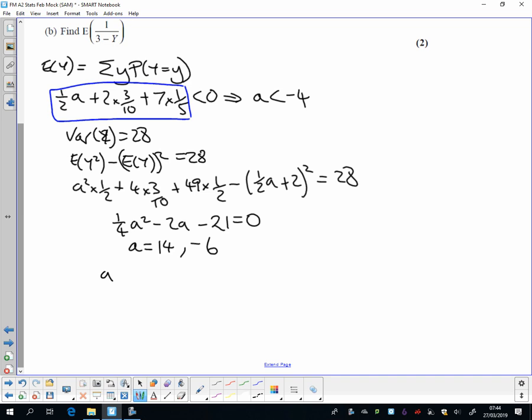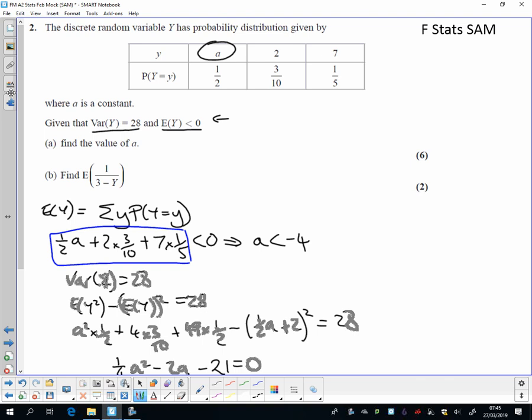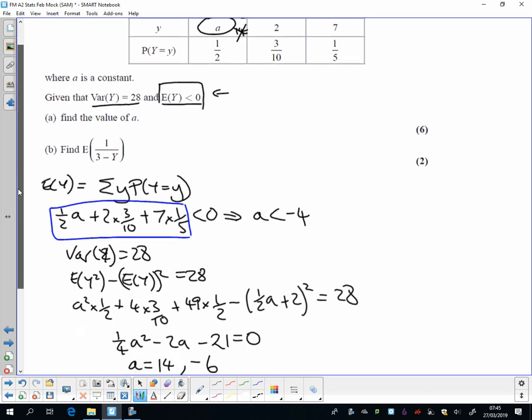From above, we know a is less than negative 4. Therefore, a equals negative 6. But as I said, we didn't actually need to do the working out to find a is less than negative 4. For a start, if you look at the table, usually these tables would be done in order, so it makes sense that that's negative 6, because that would fit in numerical order. The other fact is the mean has got to be less than 0, whereas if a was 14, you'd never get a mean less than 0. Just by thinking about it, you wouldn't even have to work that out. So a must be negative 6.